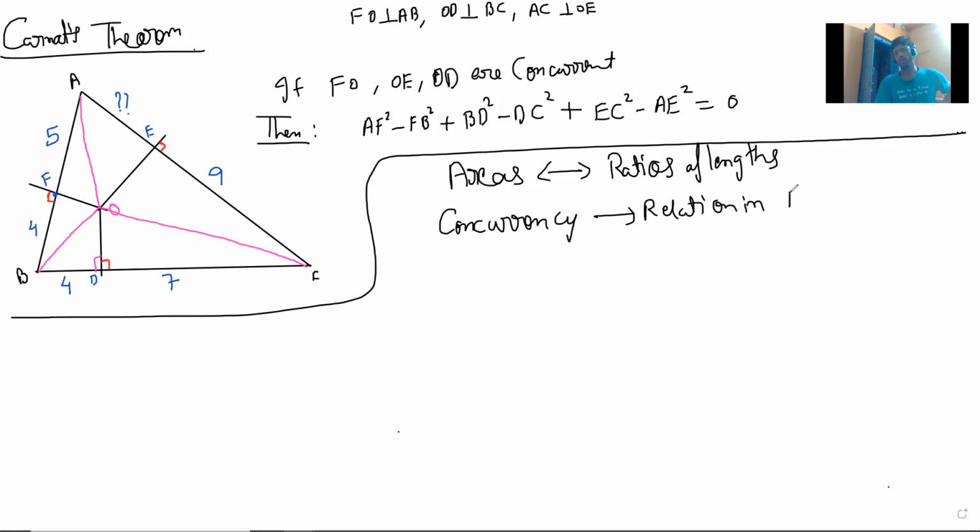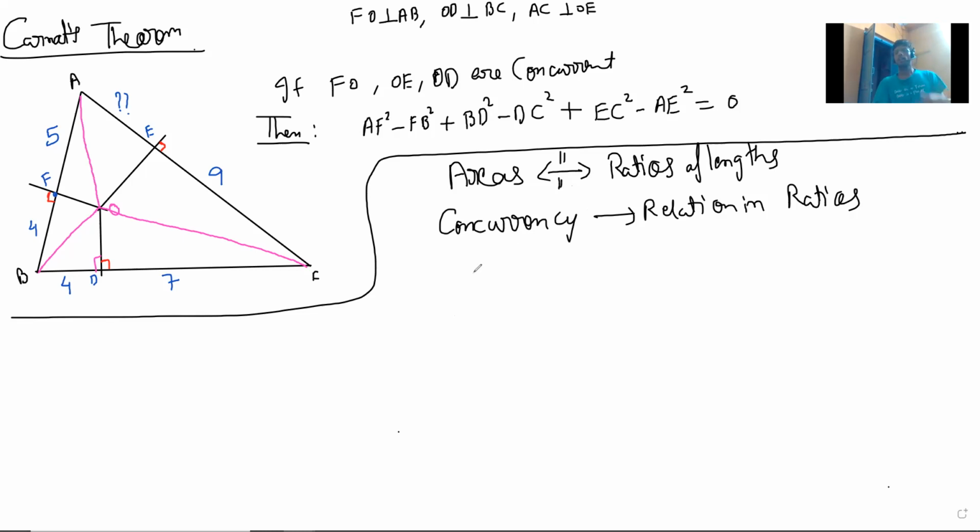Relation in ratios, right? We were like, these three lines are given to be concurrent, then this ratio by this ratio, then this by this, and this by this. We could relate them. And we basically use this connection between areas and ratios using parallel lines. Basically, that was a bridge. Parallel lines was the bridge.